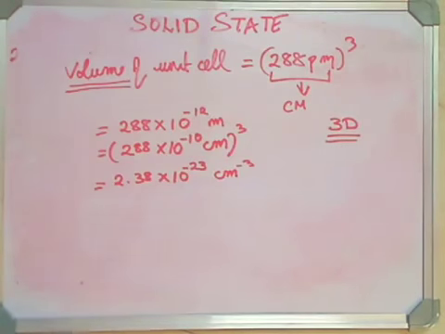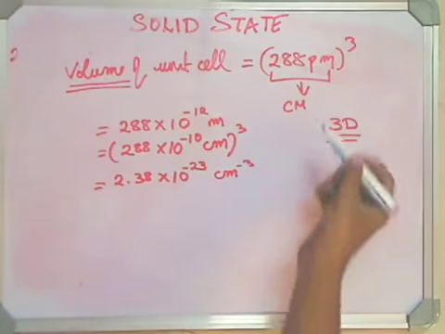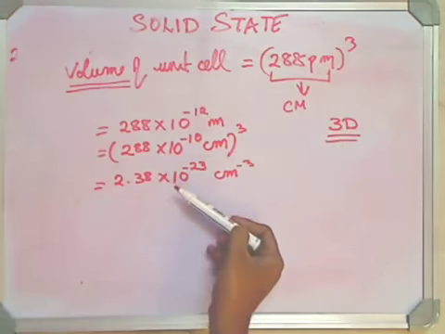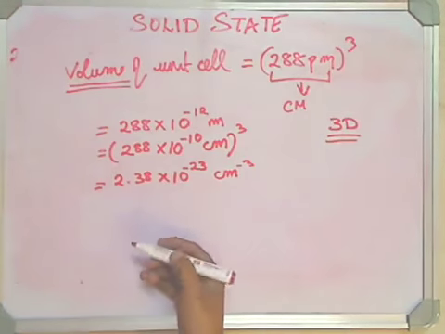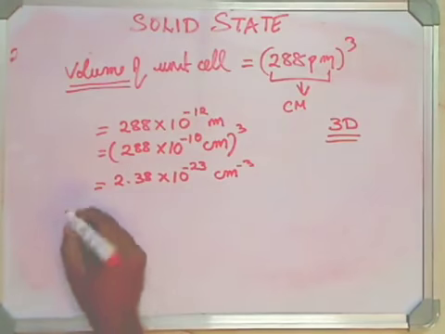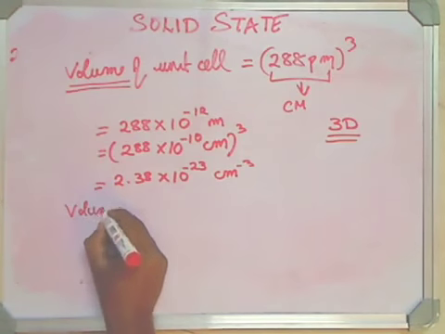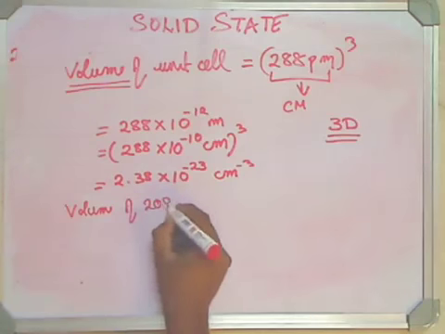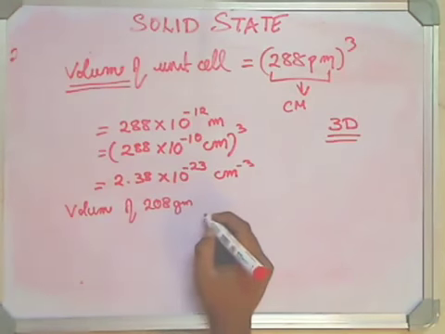Now I'm able to do this because I use a scientific calculator. I strongly advise that you don't do this on paper, or if you're good at Excel, go ahead and do it on Excel. Now, I have the volume of the unit cell. It was previously given to me in picometer. I've converted this to centimeter because it's easier to calculate. The next thing that I'm going to do is find the volume of 208 grams of this element.